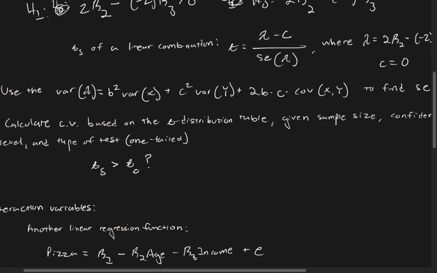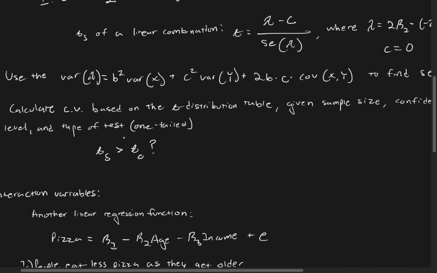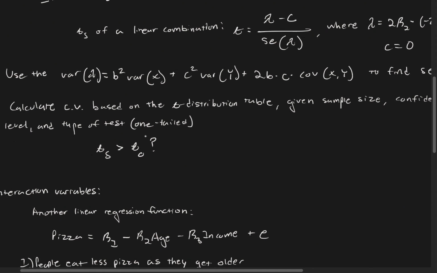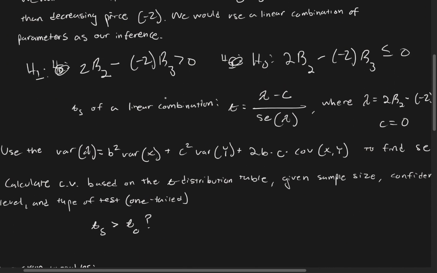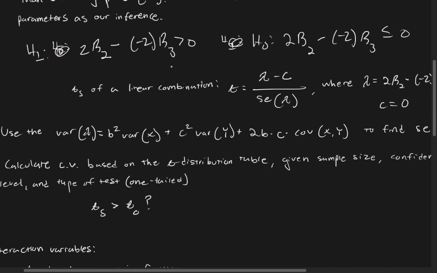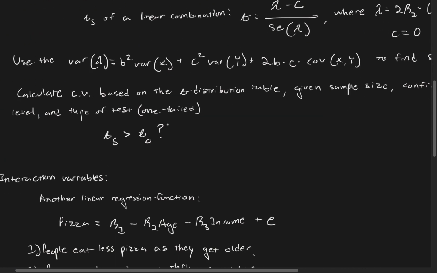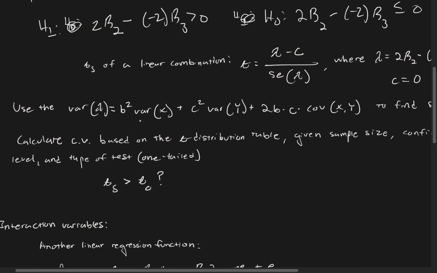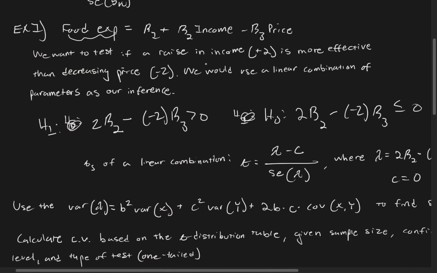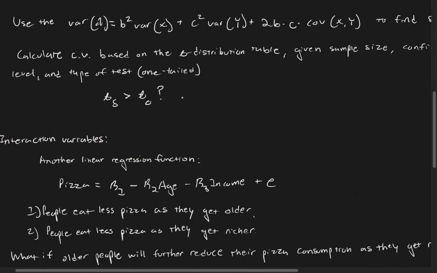Okay, but then everything else, we find a t-distribution table for the critical value based on the sample size, type of test, and our confidence level, so like 95%. We would use a one-tail test for this because we're saying it's greater than, not equal to 0. And so if the t-statistic is greater than the critical value, in this case it's not absolute value because it's not a two-tailed test, we reject the null and say that the raise in income is more significant than decreasing the price.